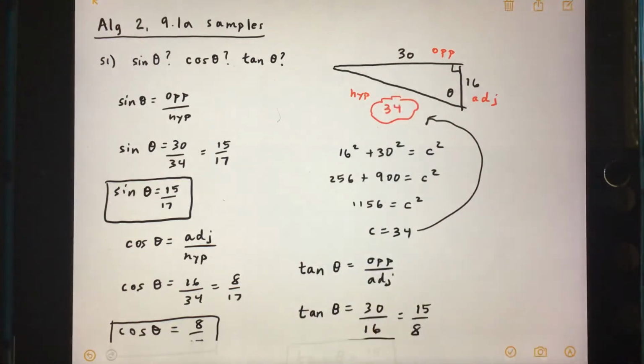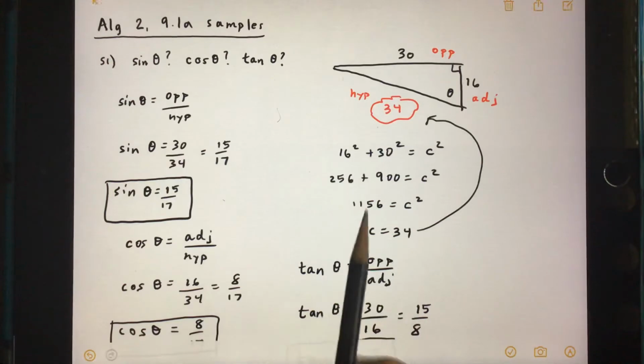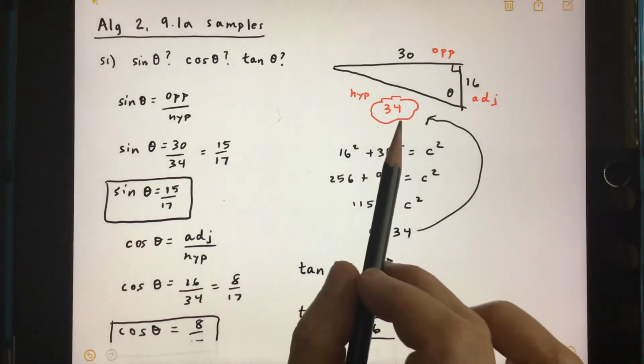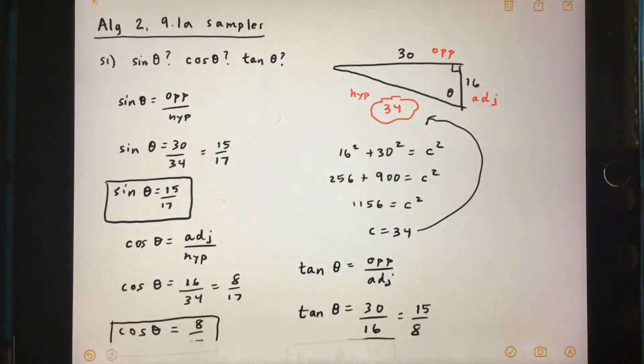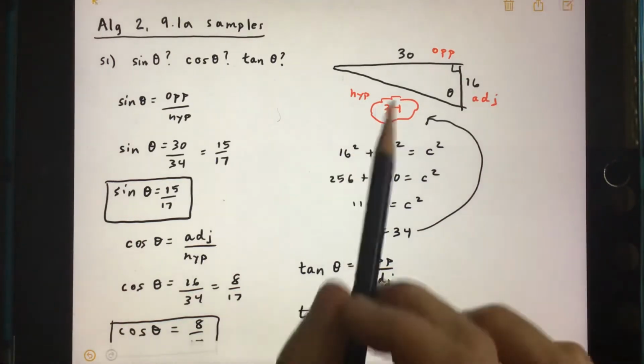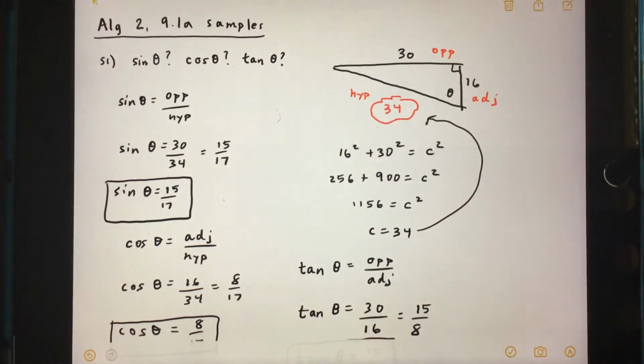16 squared plus 30 squared is equal to c squared. That's my hypotenuse. And then when I work that through, I find out c is 34. So I've marked in with a little thinking bubble the hypotenuse is 34. You're free to mark that in with your regular pencil, but I want to make sure you understand that if I give you the two legs, you can figure out what the hypotenuse is of any right triangle.